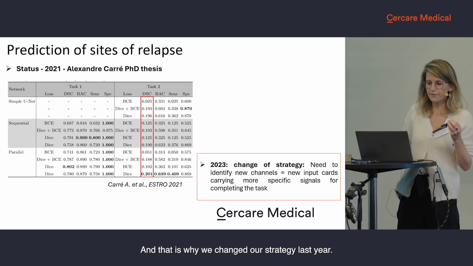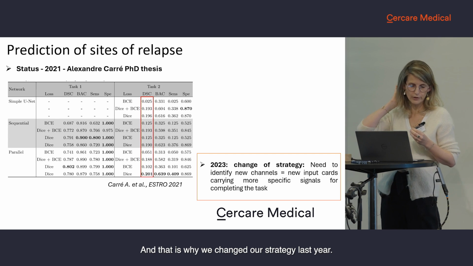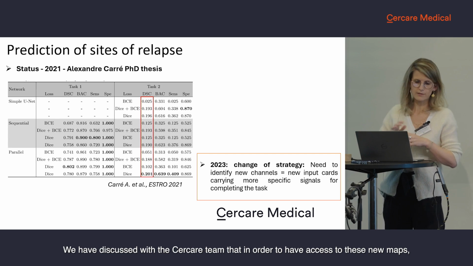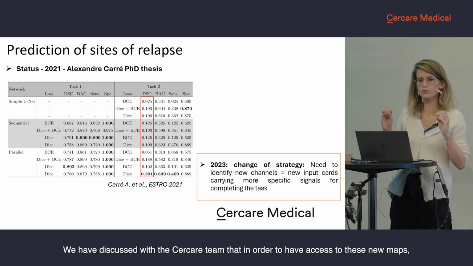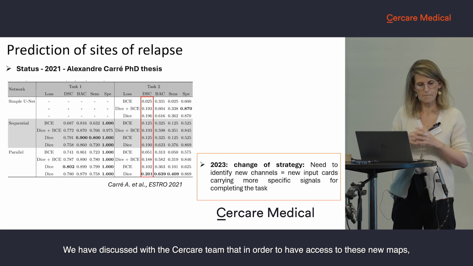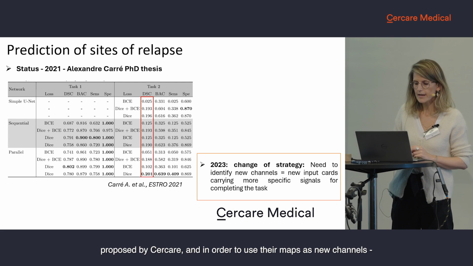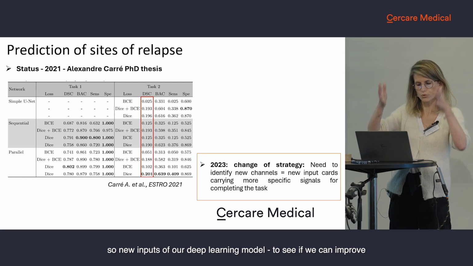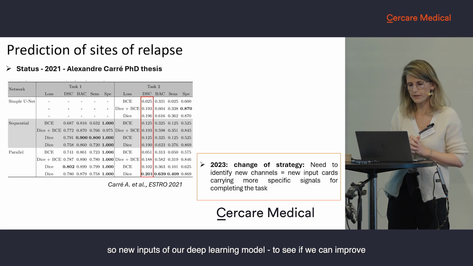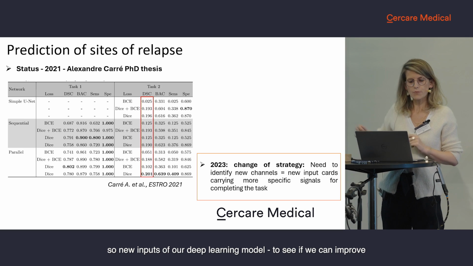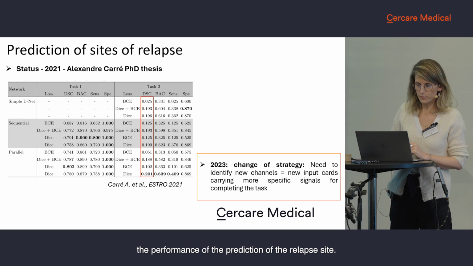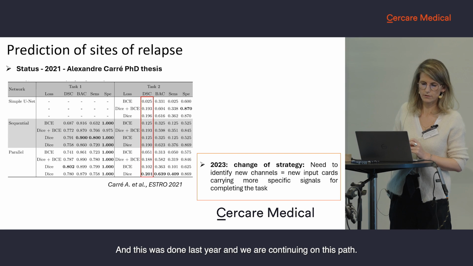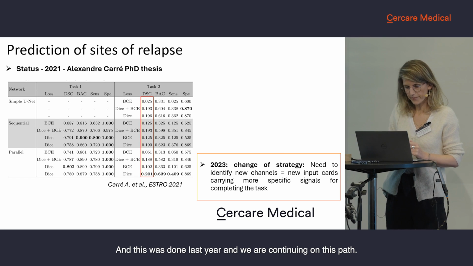And that's why we changed our strategy last year, and we discussed with the CERCER team in order to have access to these new maps proposed by CERCER, in order to use their maps as new channels, so new inputs of our deep learning model, to see if we can improve the performance of the prediction of the relapse site. And this was done last year, and we are continuing on this path.